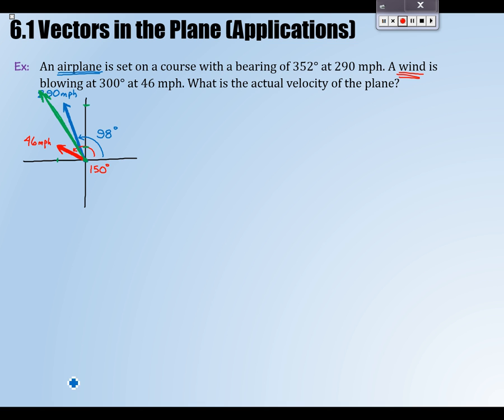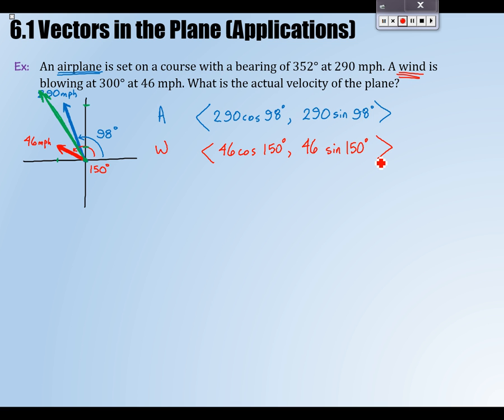So in blue, we've got the airplane. Just like on the last example, the component form for the blue airplane vector is 290 cosine 98, 290 sine 98. And now we've got the wind vector in red. What is that? 46 cosine 150, 46 sine 150. And then we're going to add them. So go ahead and do that. You can beat me to it. When you get the answers, though, please store them in your calculator in letters A and B.